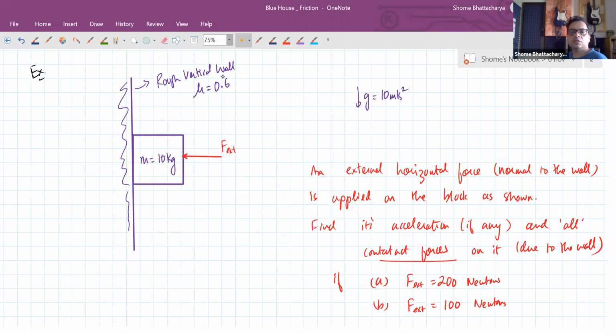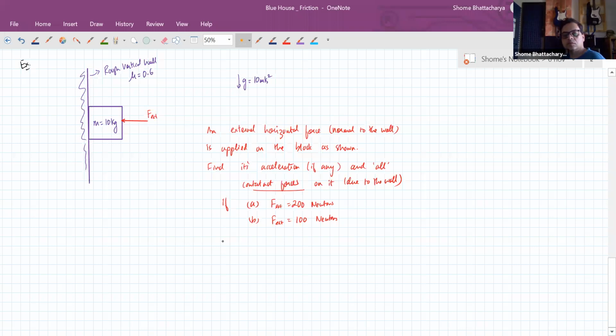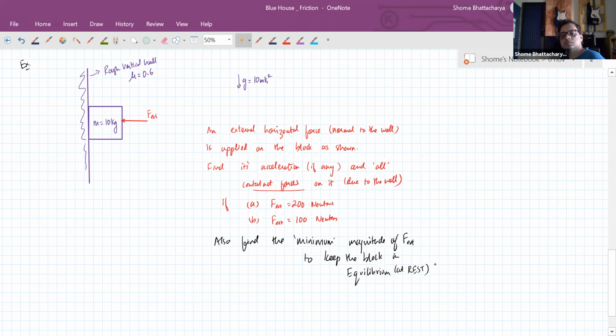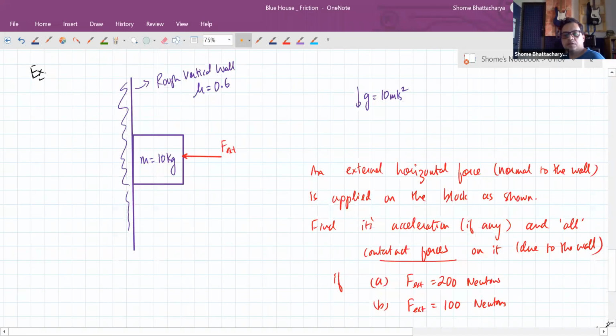Okay. So you have to find this out, and also the minimum force needed, the minimum magnitude of F external needed to keep the block in equilibrium at rest. Okay, so just try out this question, people. Start with part A and B.